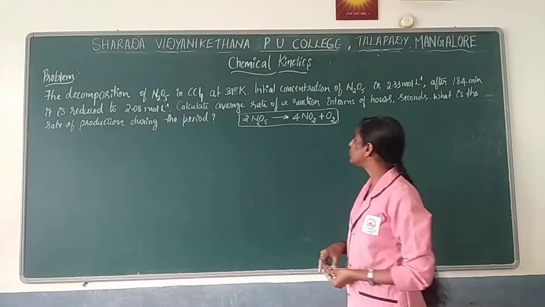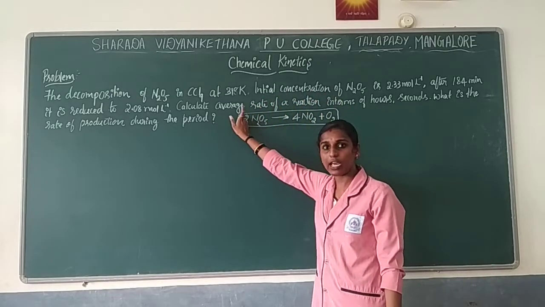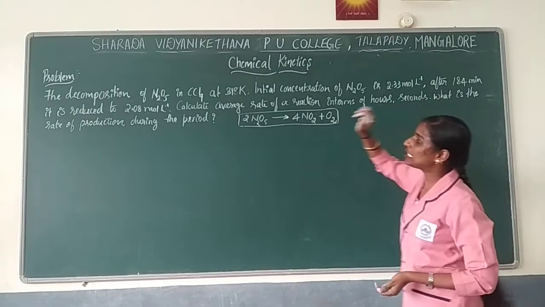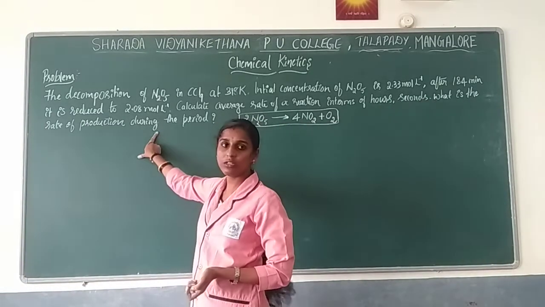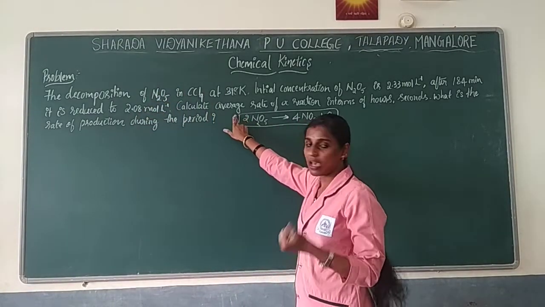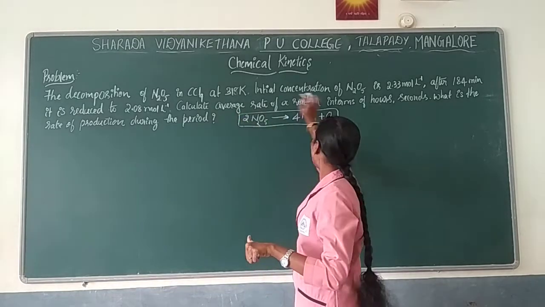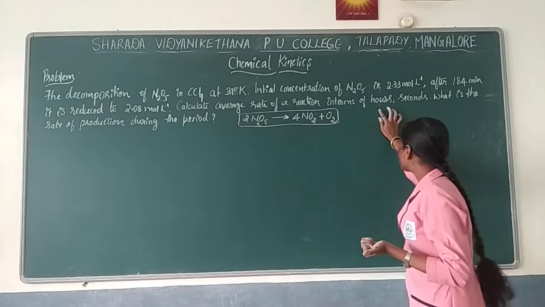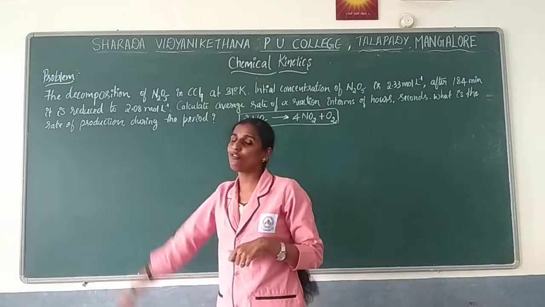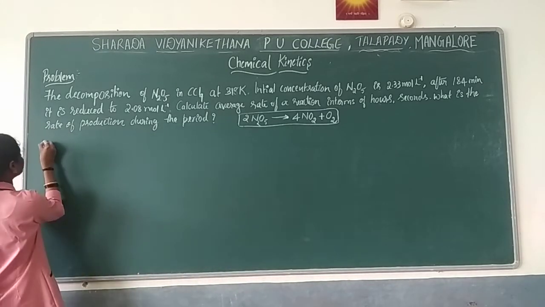Now calculate the average rate of reaction first. After that, in terms of hours as well as seconds, you are supposed to calculate, and later you are going to find out the rate of production during the period. So first you are supposed to calculate the average rate of reaction, later in terms of hours and in terms of seconds, and the next one is the rate of production. You have to find it out. Okay, so we'll start with the solution now.